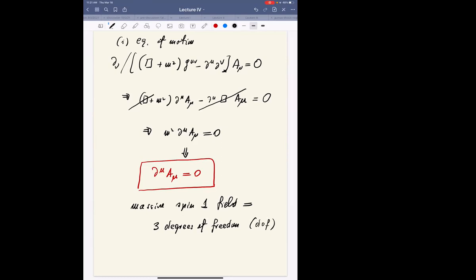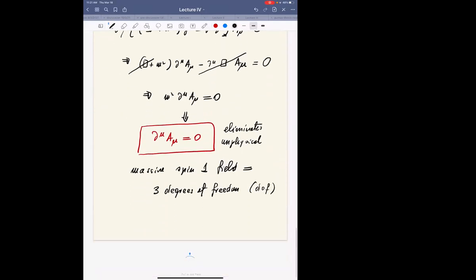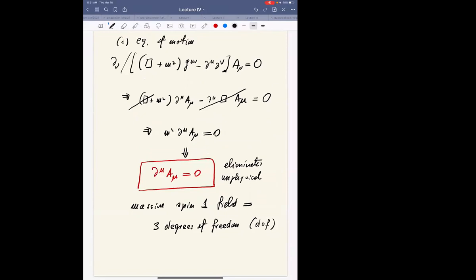But a mu has 4 components. So obviously, in order to have 3 degrees of freedom, this eliminates the unphysical degree of freedom. It is not surprising that something like this would emerge. Very good. That's d mu a mu. What do we want to say? So let's look at it a little bit.